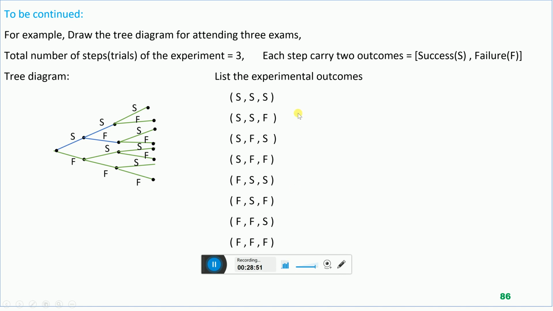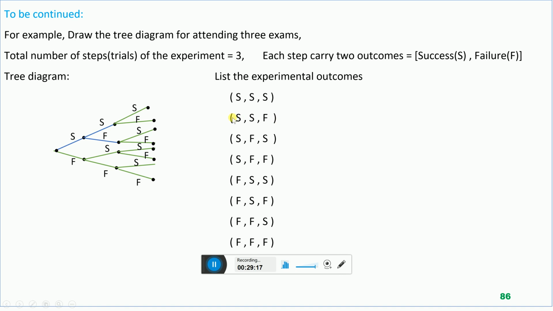When a student attends 3 exams, the total possible outcomes are 8. Now what does this SSS mean? This means that when the student attended the first exam, he passed the exam. When he attended the second exam, he passed the exam. When he attended the third exam, he passed the exam. Success in exam, all 3 exams passed.